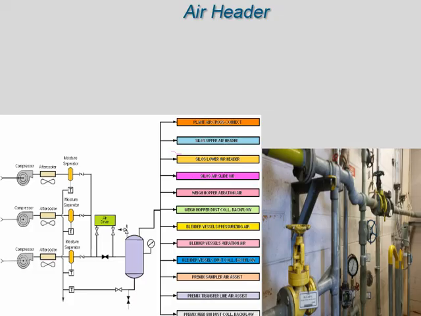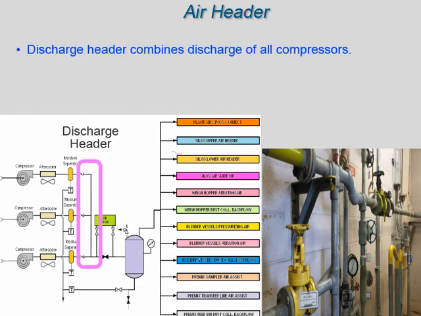Air headers are runs of piping that carry the compressed air to different systems. They contain valves, flow elements, and indications. On multi-compressor systems, there is a common discharge header. The header combines the discharge of all the compressors before it is filtered, dried, and stored.